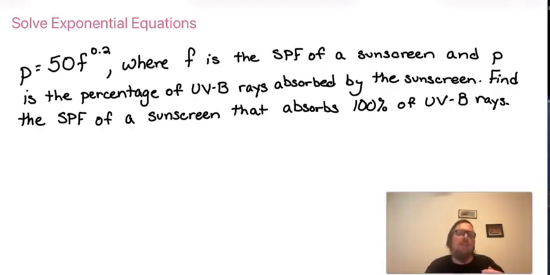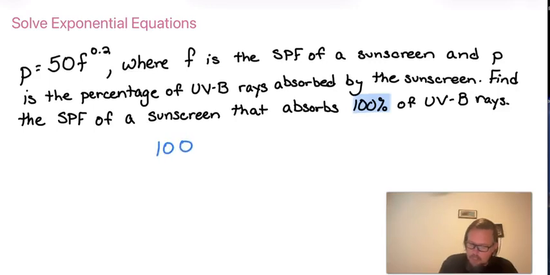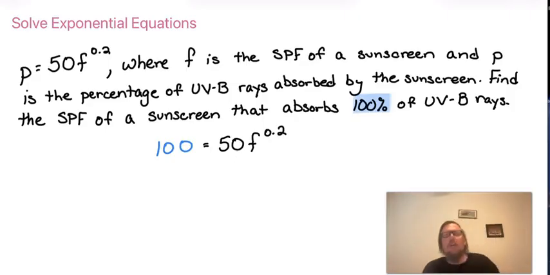So essentially what we're asked to do is to replace the P with 100 in this equation, and then solve it, figure out what F is. So that's what we'll do here. We'll start off by doing 100 equals 50 F to the 0.2 power. And now our goal is to figure out what F is. So we want to get F by itself.